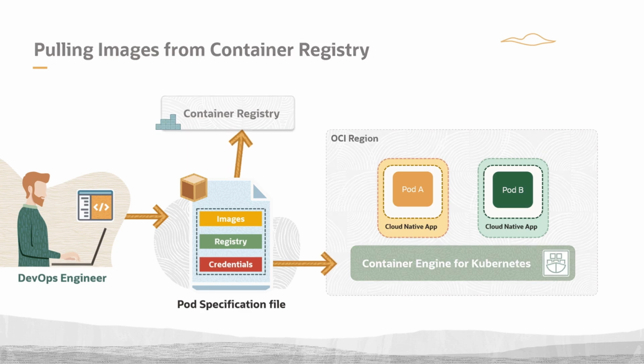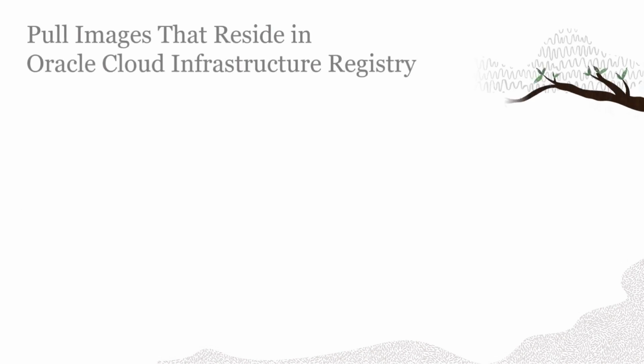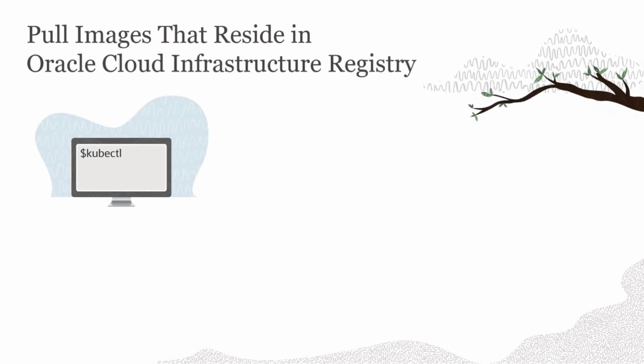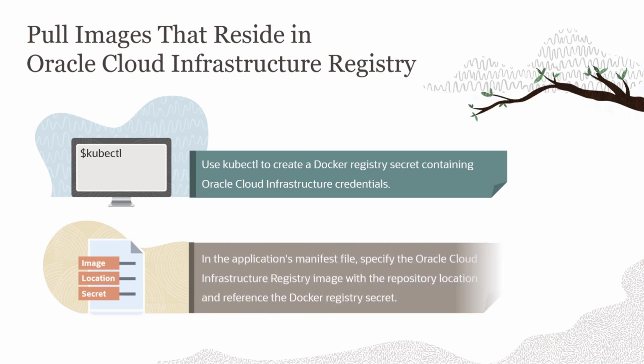If you want your application to pull images residing in Oracle Cloud Infrastructure Registry, you need to perform two essential steps. First, use kubectl to create a Docker registry secret containing OCI credentials. Second, specify the image details including the repository location and the Docker registry secret in the application's manifest file.